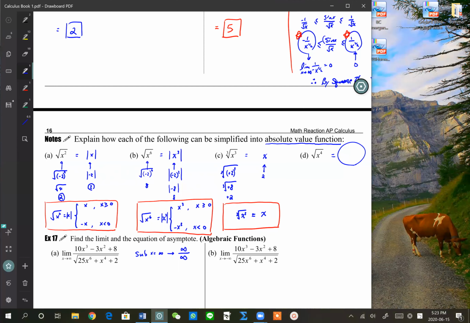So now your job for D is to think about, does it become something with absolute value or we don't need absolute value, okay? Like C, right?